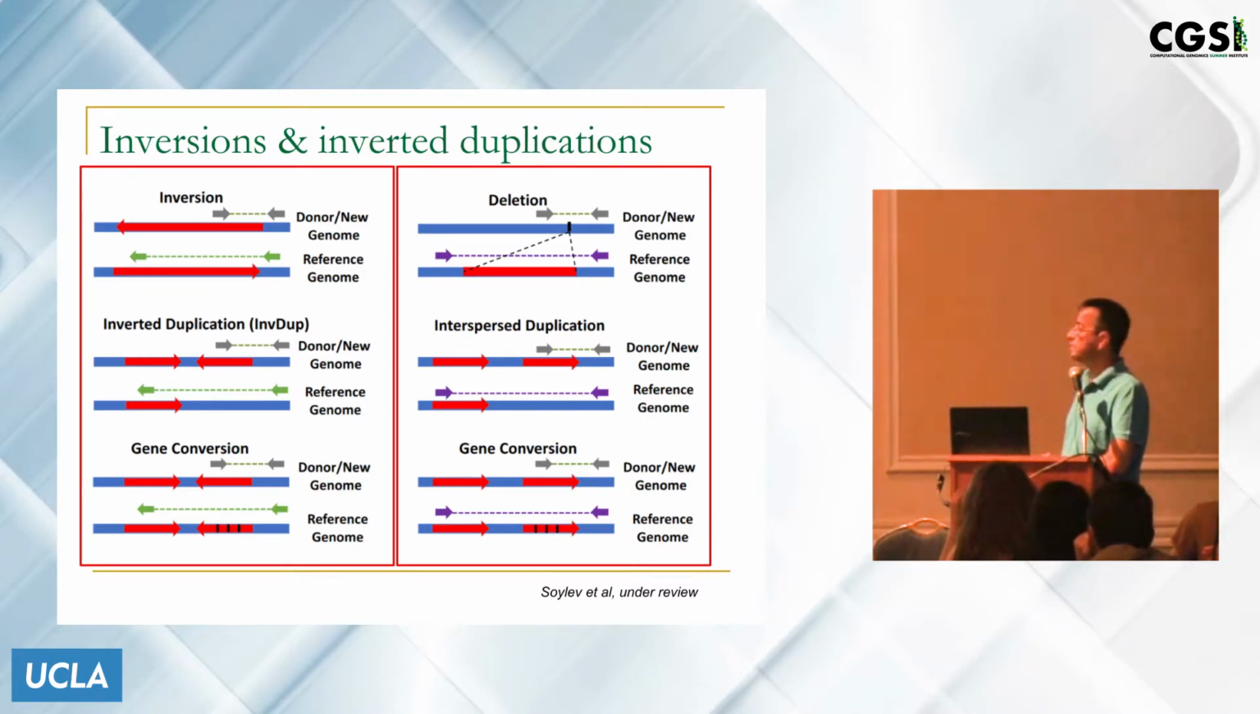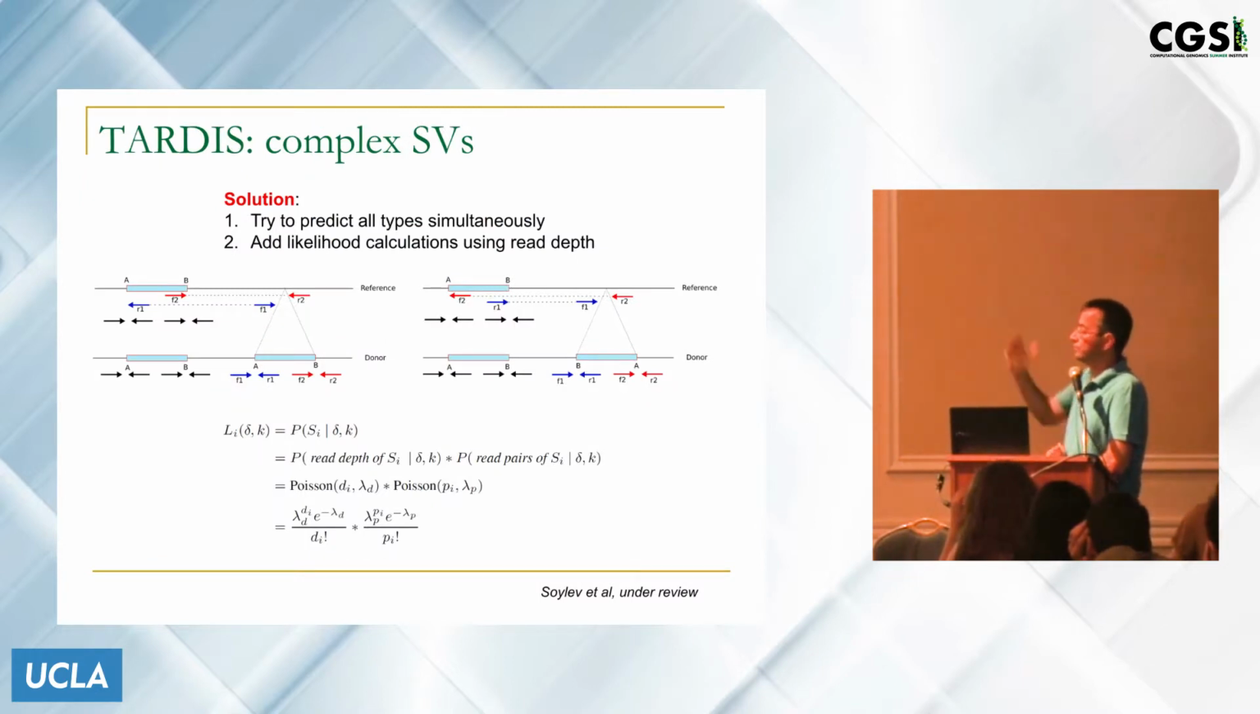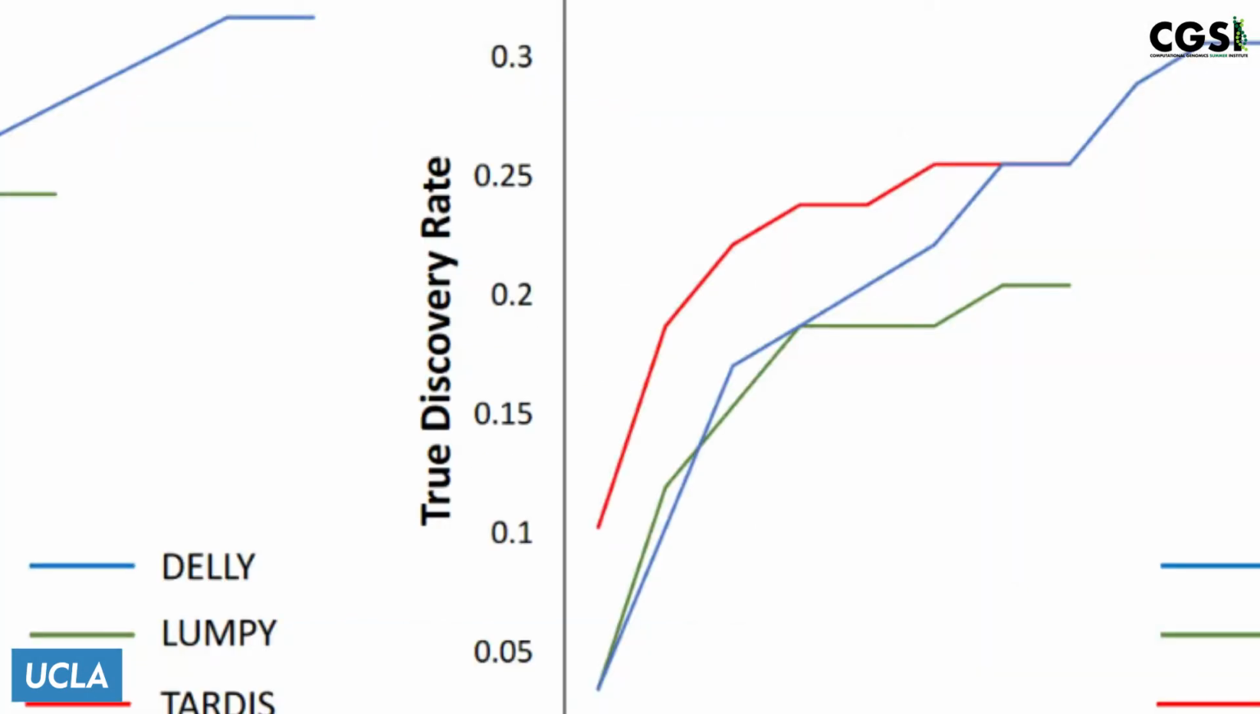To help solve this, we developed TARDIS. I'm red flagged by Kosishka over there. So we are looking at all types simultaneously. And if there is a duplication, obviously you also have to see an increase in read depth. So we are plugging in read depth information. If the read depth is also increased, it is more likely an inverted duplication. This actually helped in comparison to other tools that do not look at these types of variants. These are only for inversions, and actually our area under the curve is improved with respect to others.